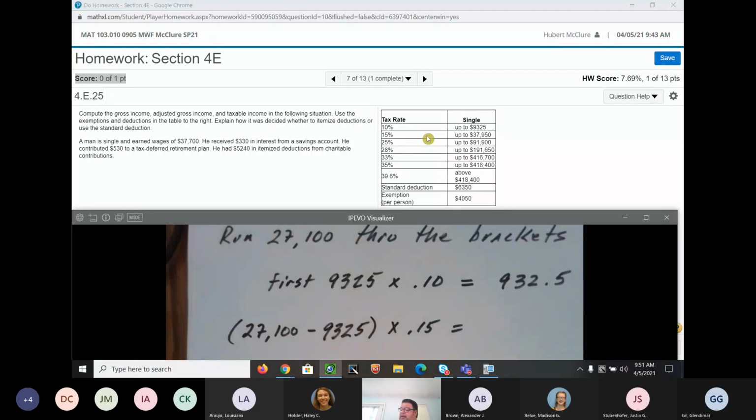93.25. Now, we talked about this Friday. Why am I subtracting the 93.25? When you owe somebody money, what do you never want to do? You never want to pay them what? Not once, but what?